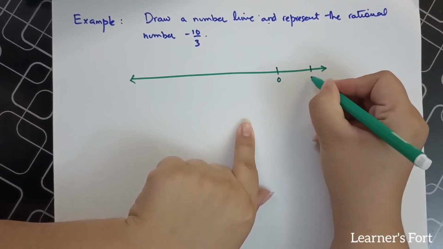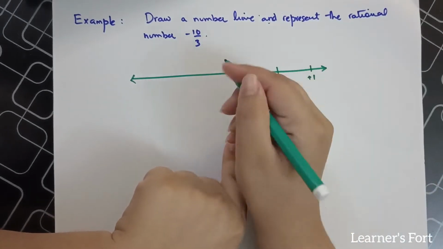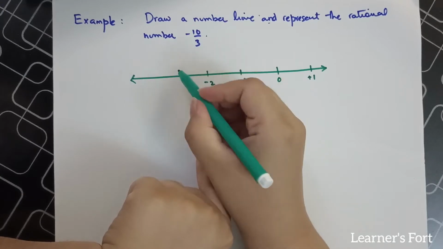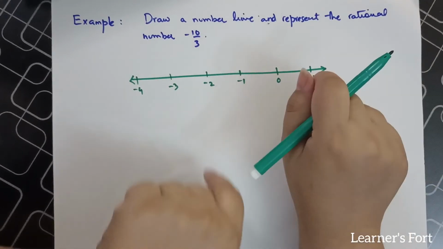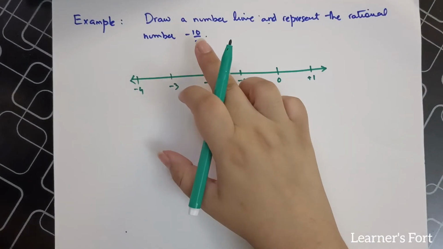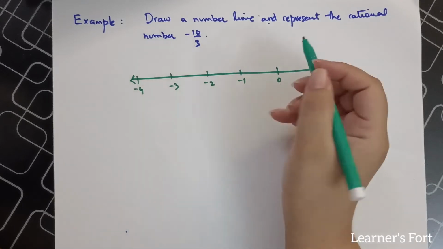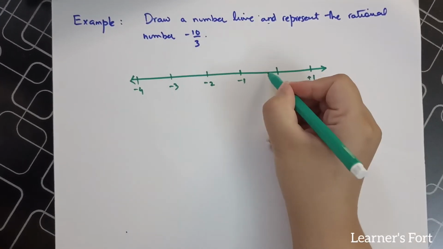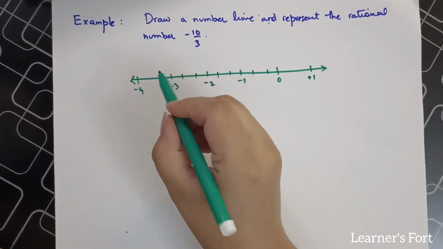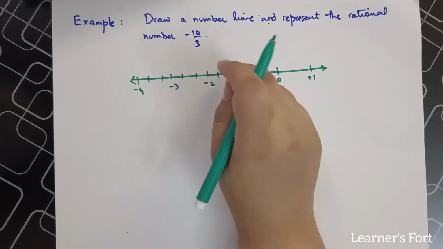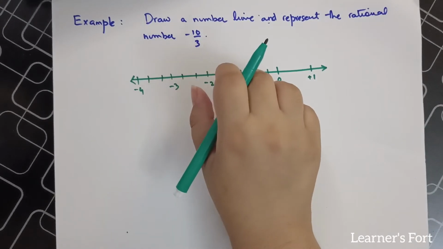So here it's 0, and plus 1, and here it is minus 1, minus 2, minus 3, minus 4. How are we supposed to know where minus 10 upon 3 is going to lie? First we divide each of these into 3 parts. And then we're going to convert this fraction into a mixed fraction.